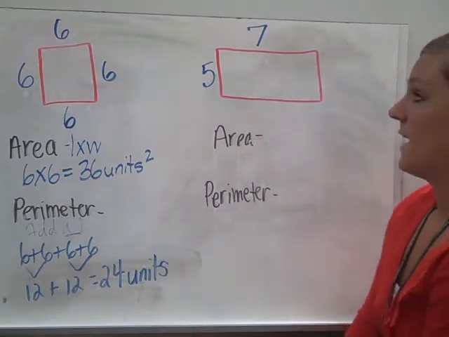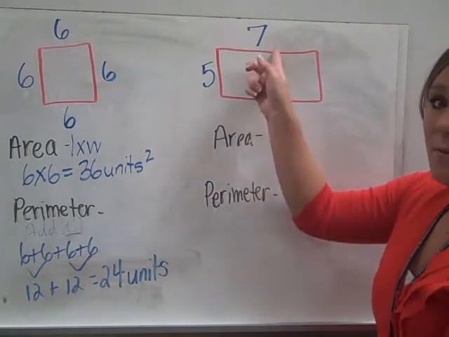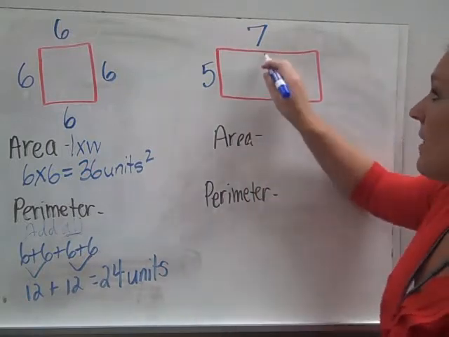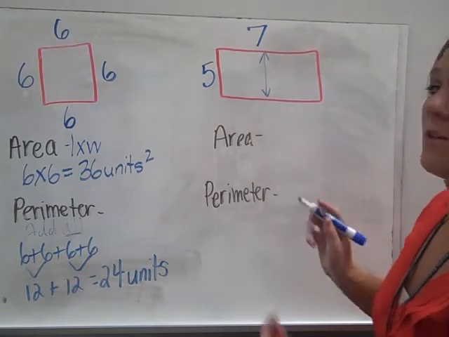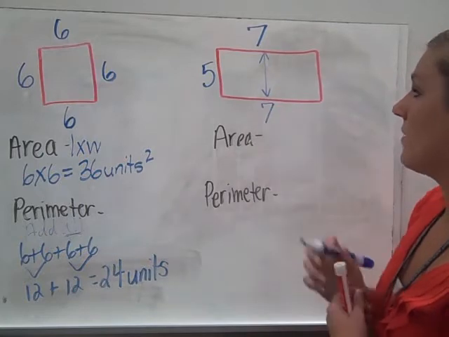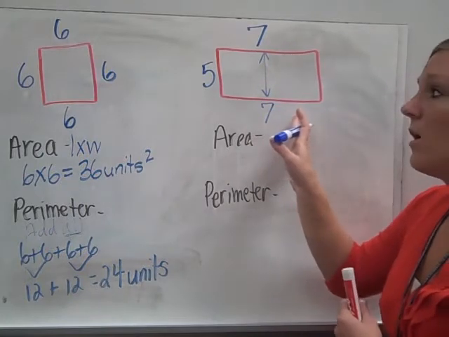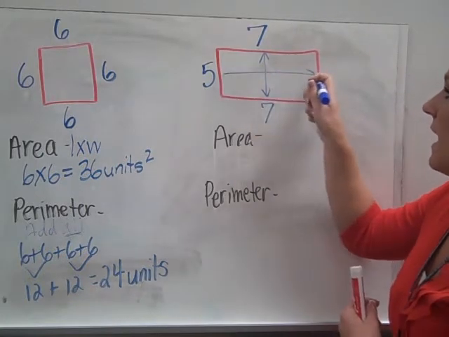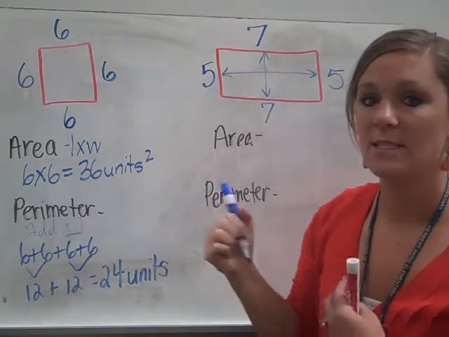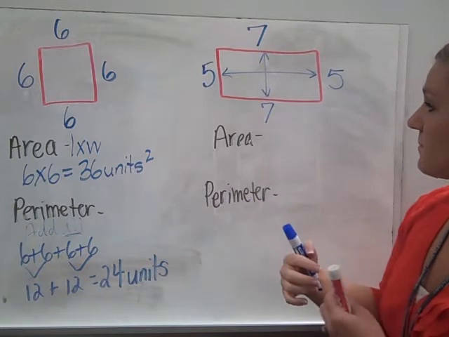Moving on to the rectangle. For a rectangle, they're going to probably only give you 2 measurements, expecting you to remember that opposite sides, those that are across from one another, their lengths are equal. So I know that this side will also be 7, and this will also be 5. Remember, opposite sides across from each other are equal.